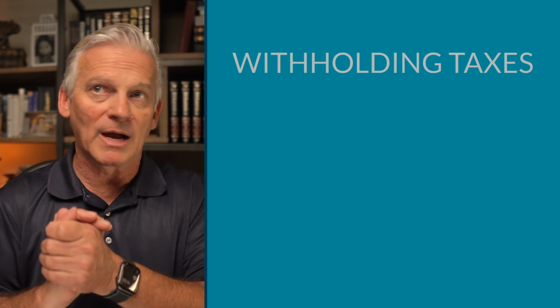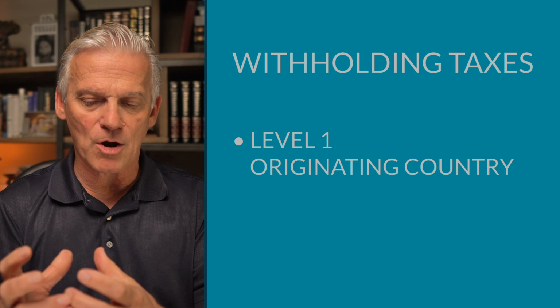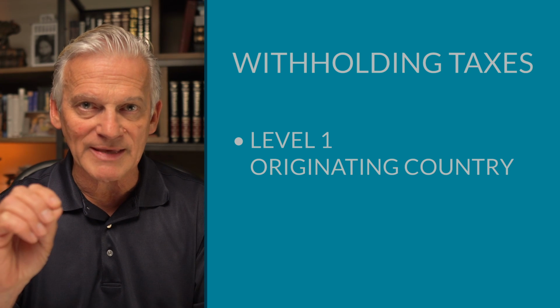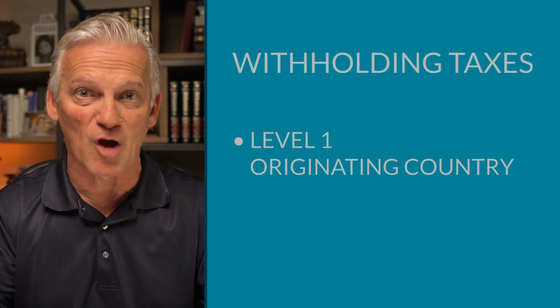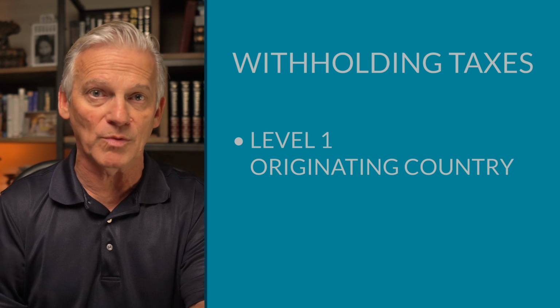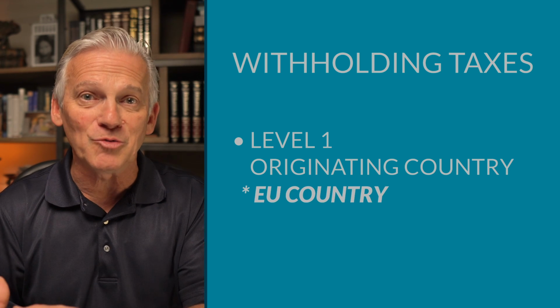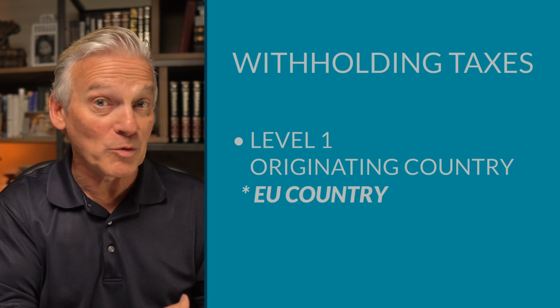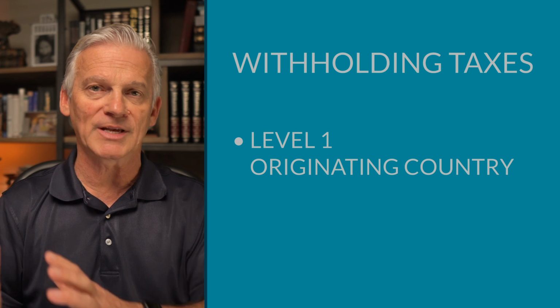Now, the last structural thing we need to understand: there are two levels of withholding taxes that may be applicable to your investments. Number one, the first level, or level one, are withholding taxes imposed by the country in which the company you're invested in is domiciled. If the company is an American company, the US government will impose that withholding tax. If it's a company from the EU, they'll withhold that at source before you get your distribution. That's level one.